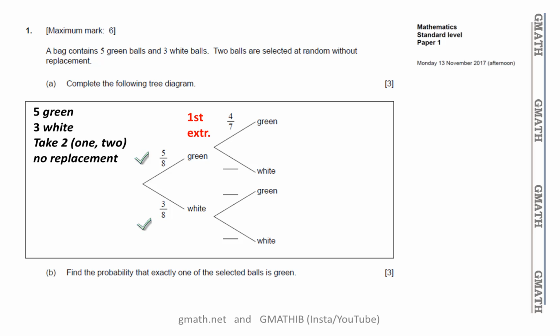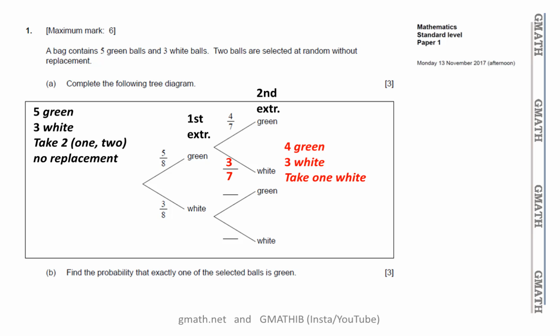What about the branch related to the 4/7 probability? After the first green ball extraction, the bag has 4 green and 3 white balls. Therefore, there are 7 equally probable balls for the second extraction, 4 of them favorable. The complement is associated with a white-colored second extraction, considering the first extraction was a green ball.